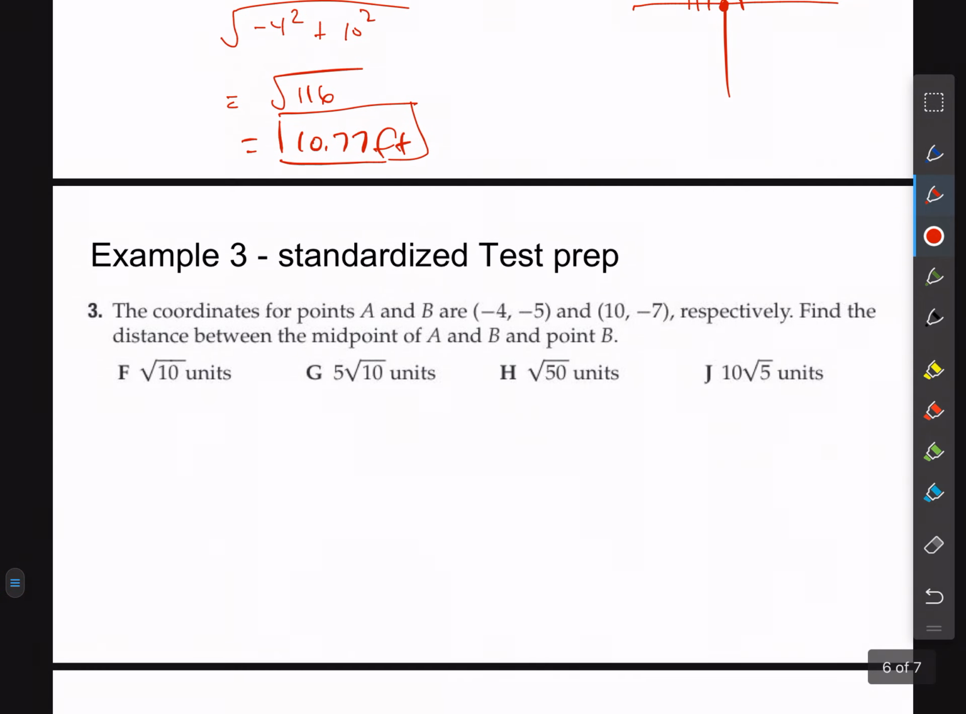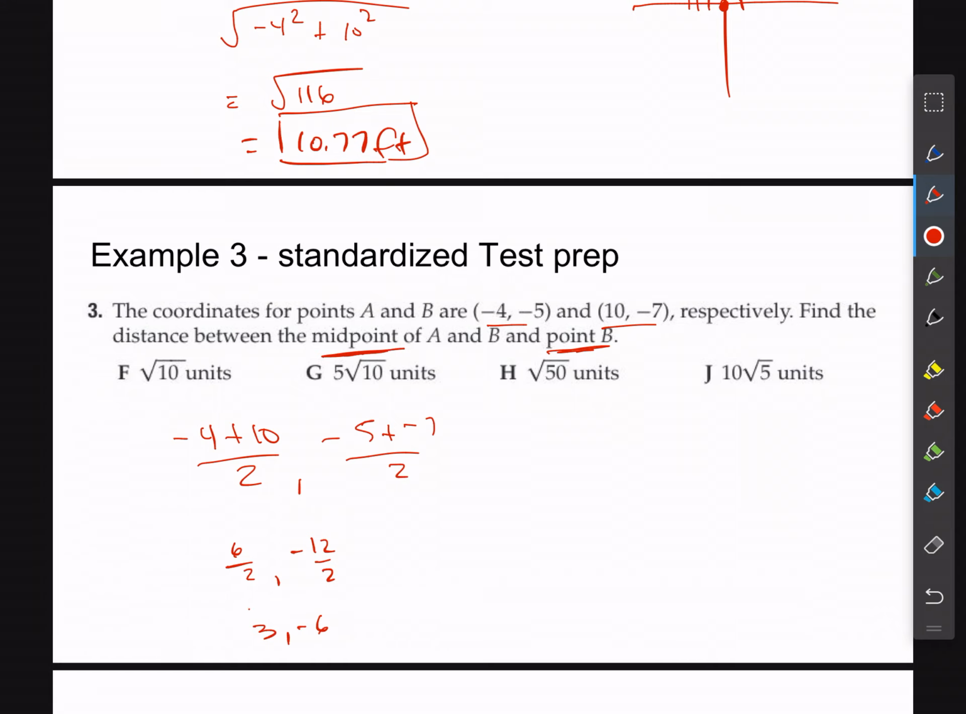Okay, example 3 says the coordinates for points A and B are (-4, -5) and (10, -7) respectively. It says find the distance between the midpoint of those points and point B. Okay, so the first step is to find the midpoint. The midpoint would be -4 plus 10 over 2 and -5 plus -7 over 2, which gives me 6 over 2 here and -12 over 2 here. So the midpoint would be (3, -6).